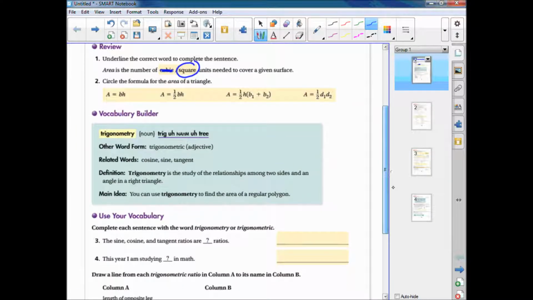What is the formula for the area of a triangle? That's going to be 1/2 base times height. So we can cross out that one, which is a parallelogram, that one, which is a trapezoid, and that one, which is a kite. Okay.